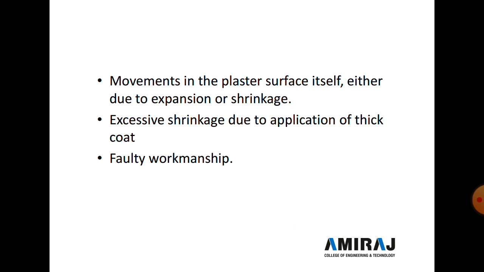Now next is movement in the plaster surface itself, either due to expansion or shrinkage. Sometimes shrinkage is seen, and due to shrinkage cracks are generated. And next is excessive shrinkage due to application of a thick coat. If the thickness of the coat is very high, shrinkage occurs. And faulty workmanship. In faulty workmanship, we include the mixing process and the method for applying the coat. So these two can be faulty.